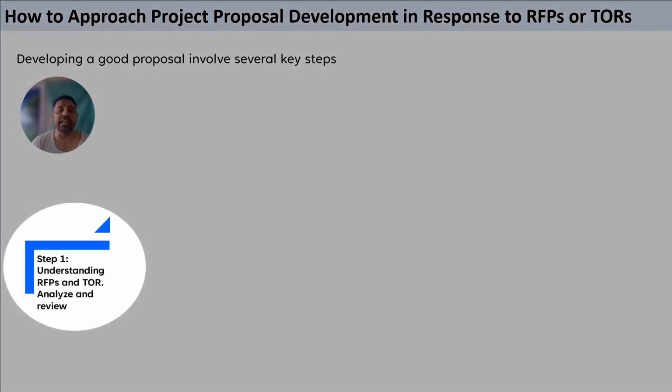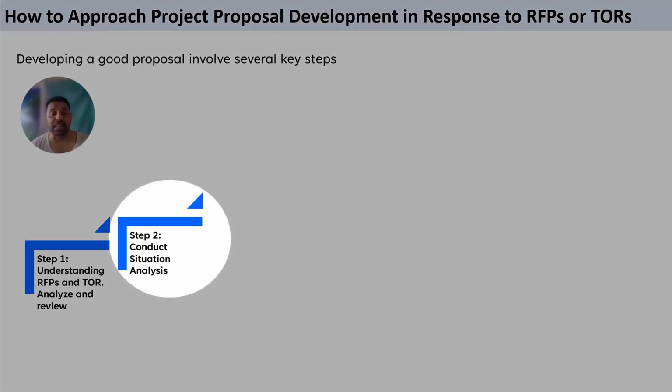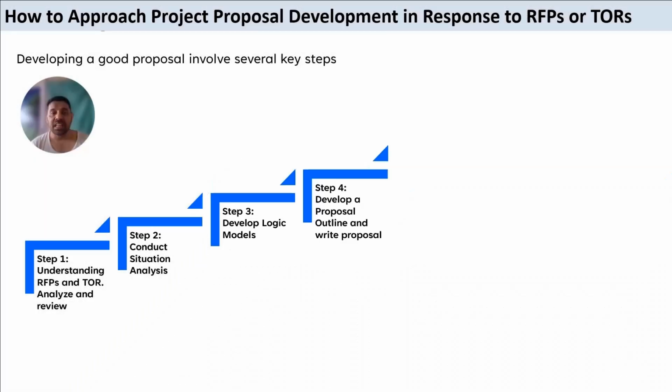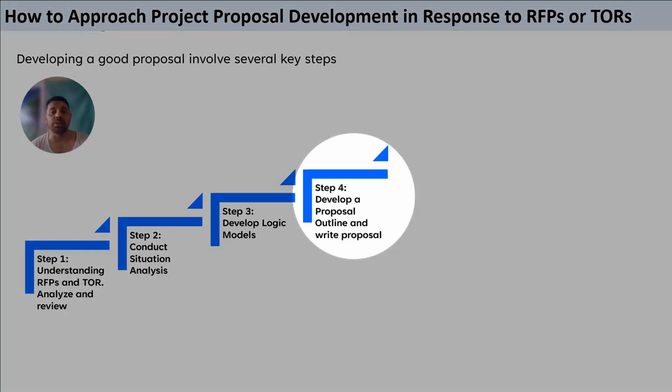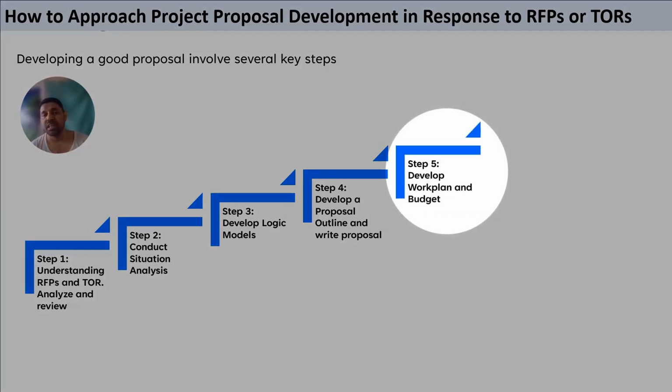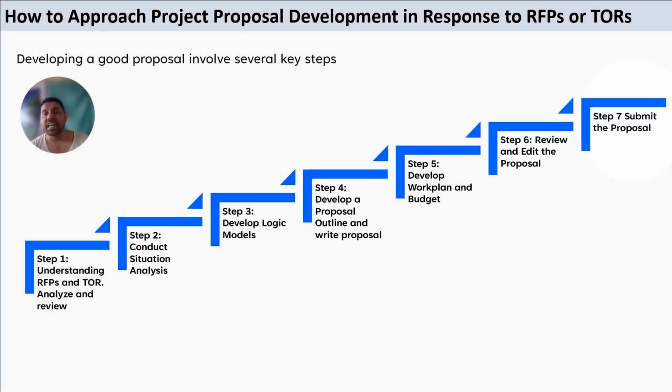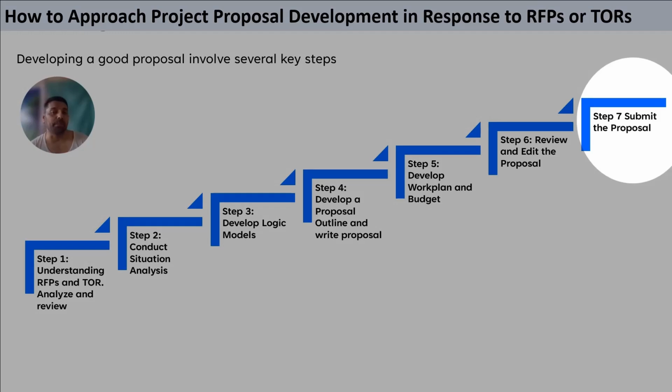Step number one is to understand the request for proposal and ToRs. Then the next step is to conduct situation analysis. Third step is to develop logic models. Then the fourth step is to develop a project proposal outline and then write the proposal. The fifth step is then to develop work plan and budgets. The sixth step is then to review and edit the proposal. And then the final step is to submit the proposal to the donor.